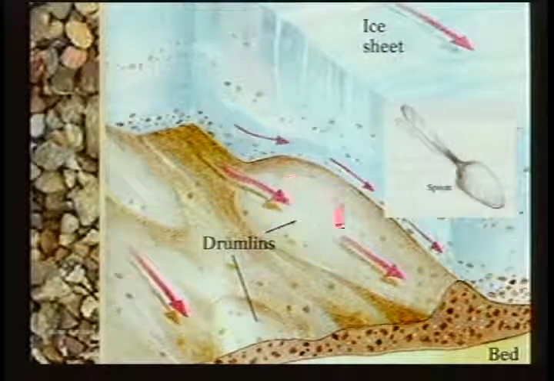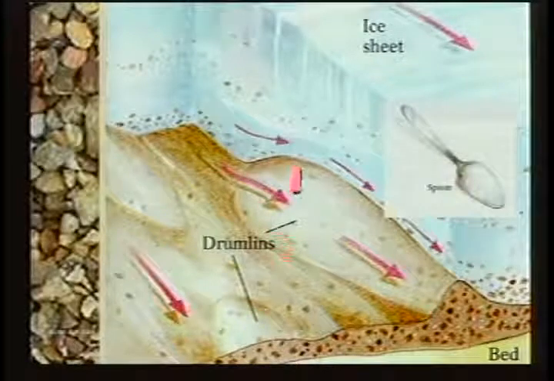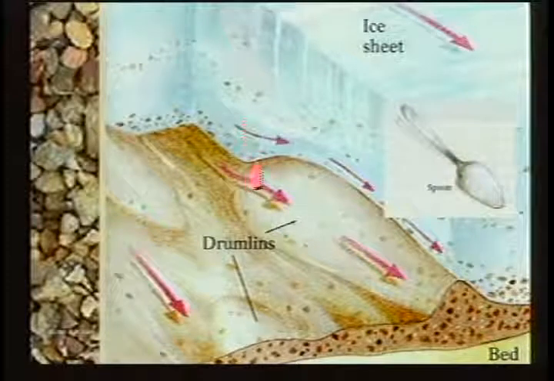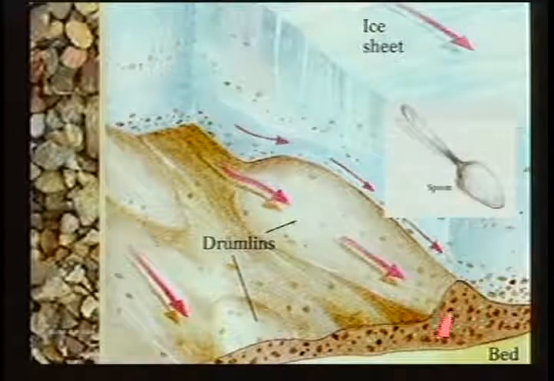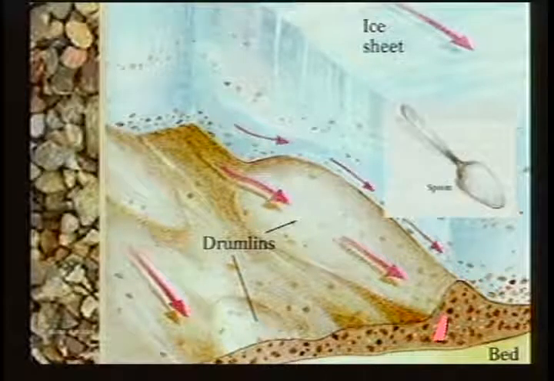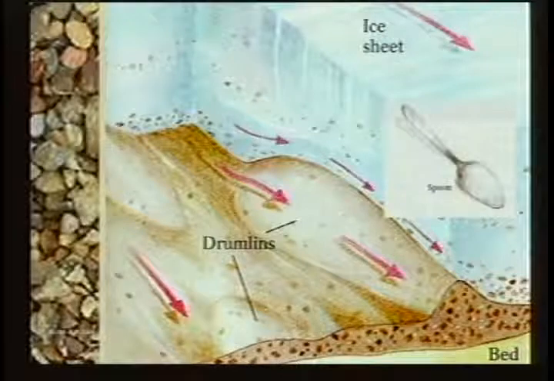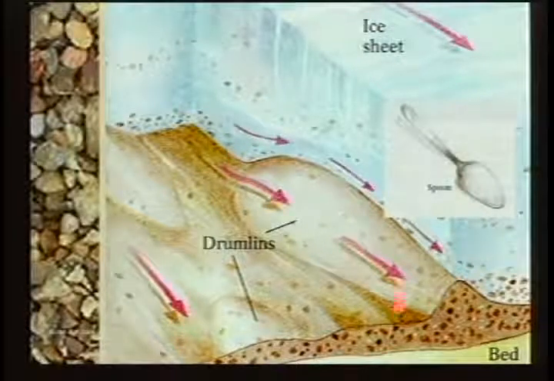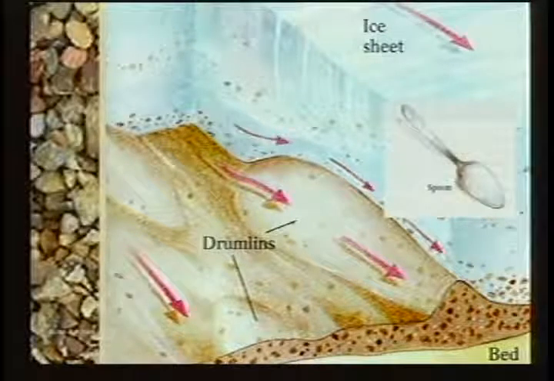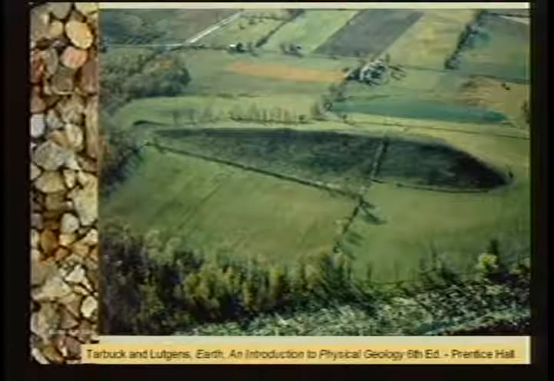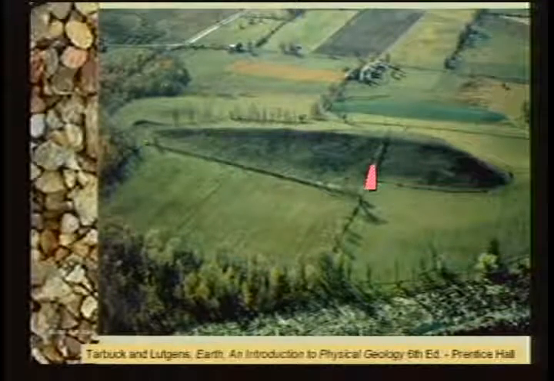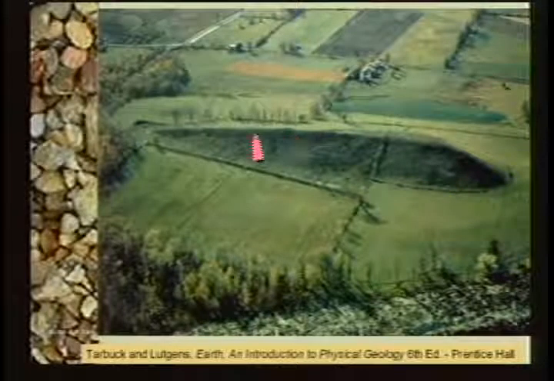It looks like the bowl of an upside-down spoon, and basically the bigger part of the bowl is up glacier. The more gradual slope of the drumlin shape points toward the end of the glacier. It's formed of till. This would be the unstratified drift. Now, let's look at this photograph. This is a drumlin. It's composed of till. It's a depositional feature.